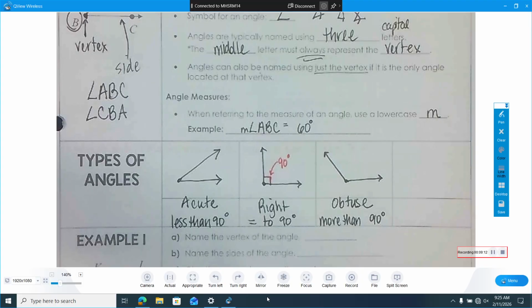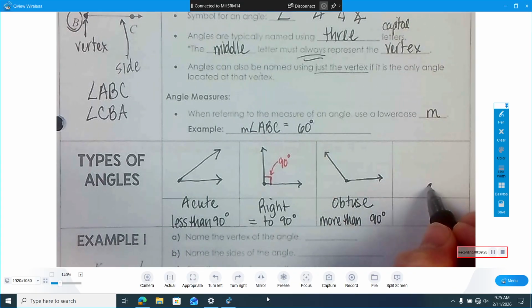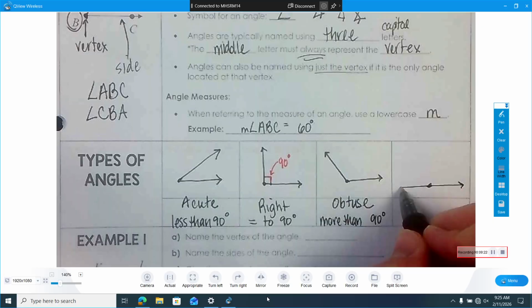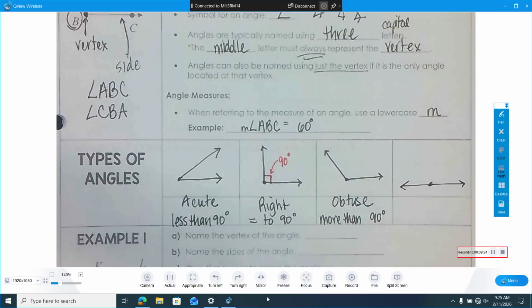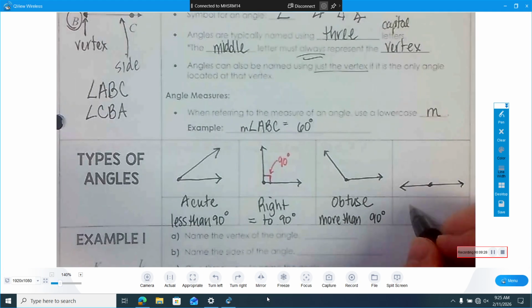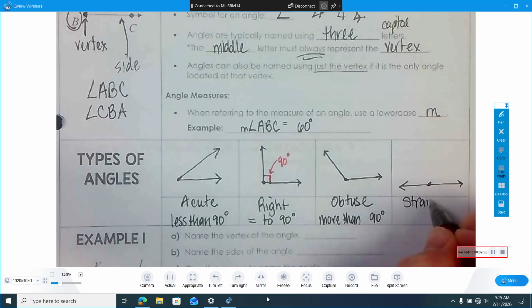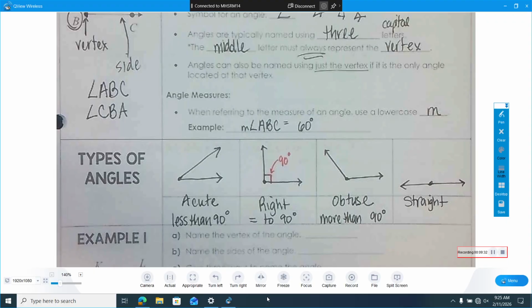And then there's one more kind of angle. Do you know? Straight angle is the one I was looking for. Yep, a straight angle. So a straight angle looks like this. All right, we got a straight angle there. That's called a straight, S-T-R-A-I-G-H-T. There's a straight angle.